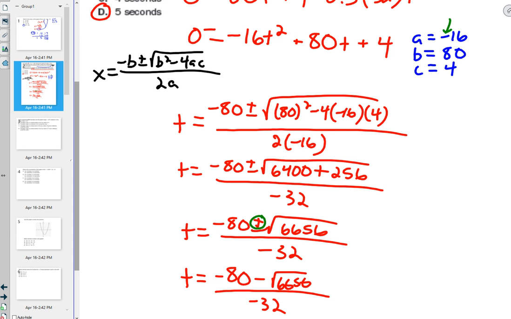On these, the negative you have to put afterwards. I don't know how to work on the computer, but you should have had about 5.04, 5.05. About 5 seconds.